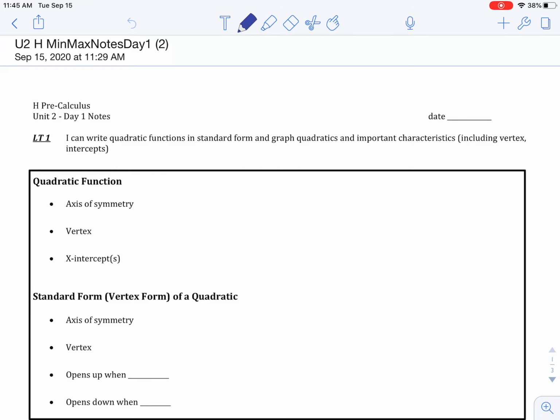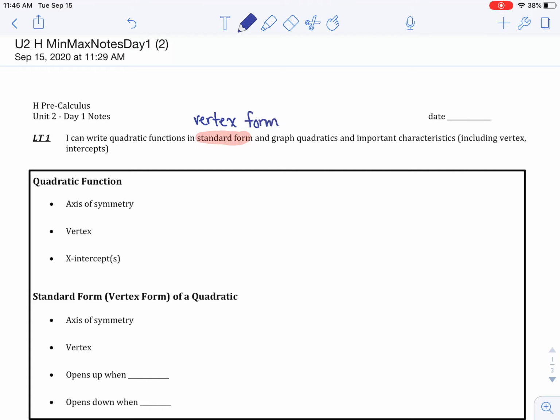Hi guys, alright, we are in Unit 2. We have accomplished Unit 1, so now starting Unit 2, Day 1. And we have one learning target today, and that is to write quadratic functions in standard form. I'm going to highlight that standard form. Standard form is really vertex form from now on, okay?